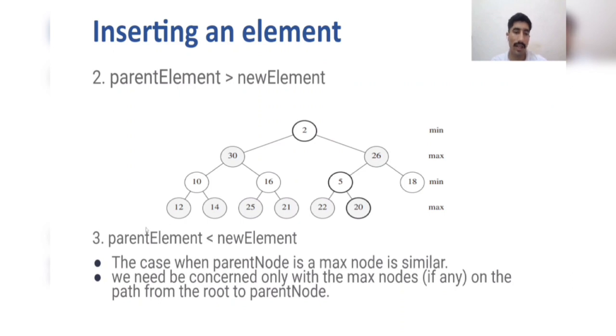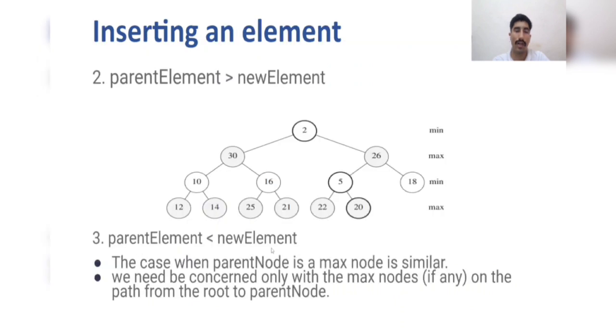Now the similar third case, when the parent element is less than the new element. The case when the parent element is a max node is very much similar to this one. In that case, we will compare only with the max nodes and do similar processing. It needs to be considered only with the max nodes on the path from the root to the parent node.